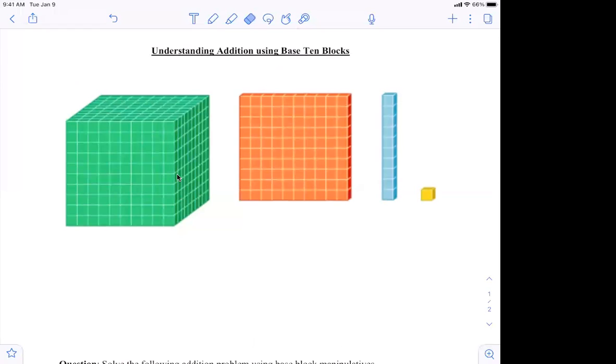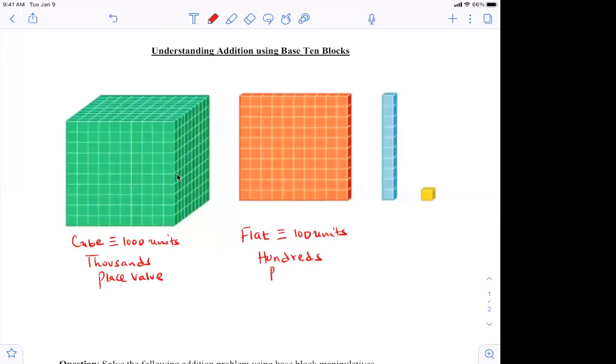And the green block is known as a cube, which is equivalent to 1,000 single units. And these represent thousands place value. The orange block is known as a flat, which is equivalent to 100 single units. And these represent hundreds place value.